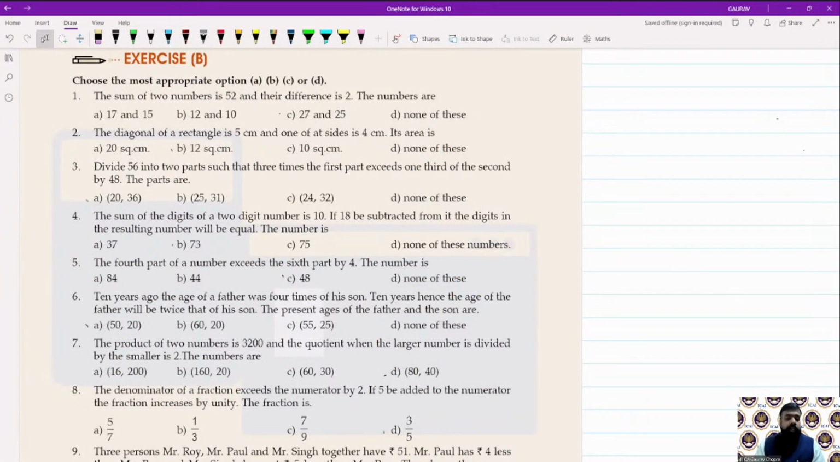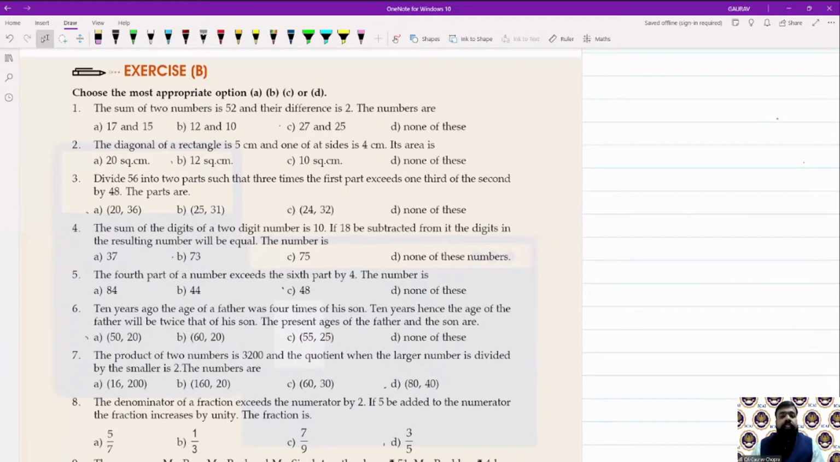So welcome back, guys. Now moving towards the next exercise, that is exercise number B, second B. So before starting, there is one doubt from Surya Kumari. Will there be any rough sheet given for calculation during the examinations or not?